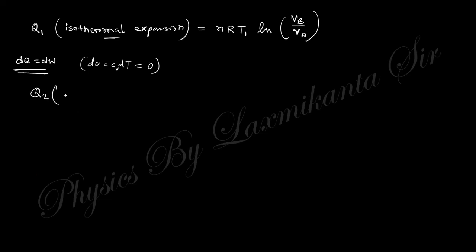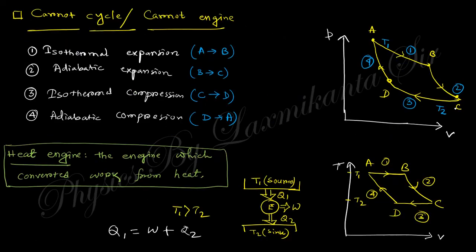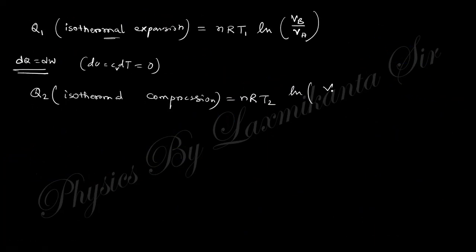Similarly for Q2, this is isothermal compression, equal to nR, and during this process the temperature is T2, ln of final by initial. Final is D and initial is C, so Vd by Vc. Okay, so you got Q1 and Q2. So Q1 and Q2 can be related like that.